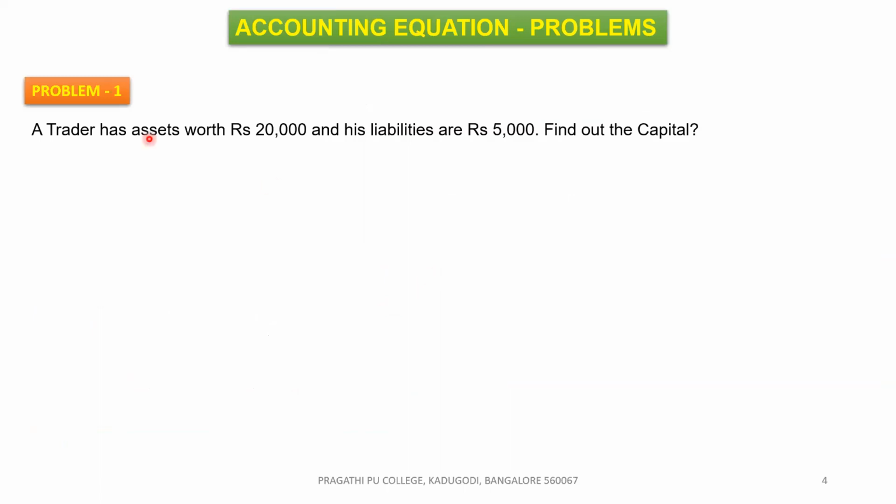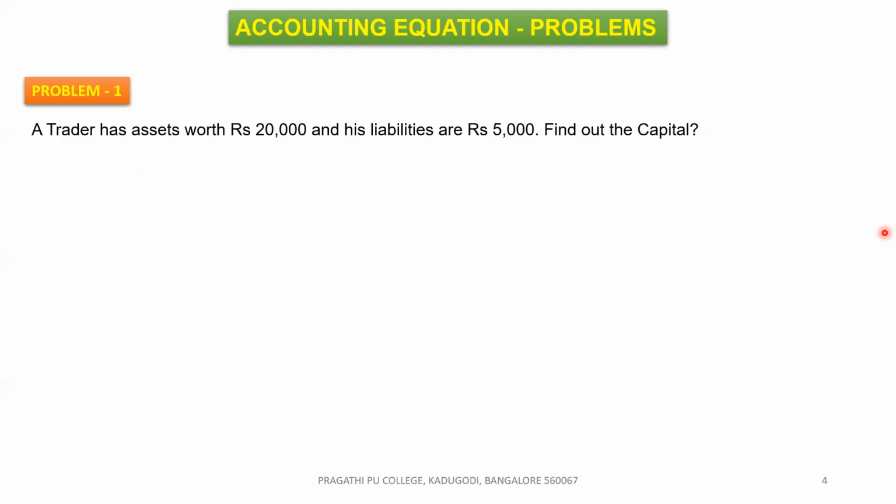If you see the problem, you will come to know. A trader has assets, that means it might be fixed assets or current assets, don't worry. Assets are 20,000, liabilities are 5,000, and capital is there. That means Anna's loose coat, ALC, is there. So whenever ALC is there, it is an accounting equation problem. 15,000, sir. Very good.